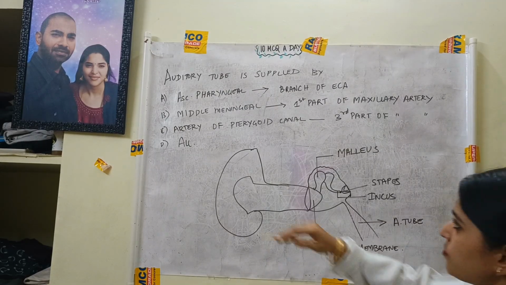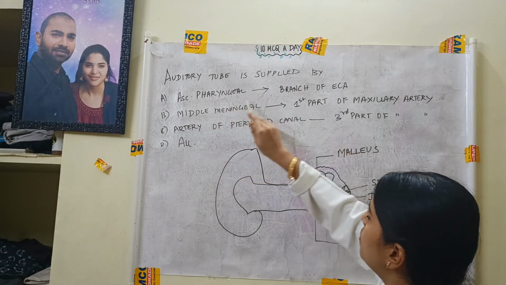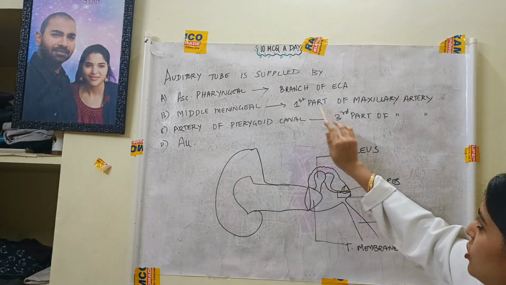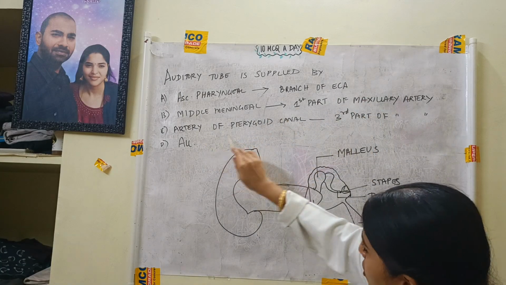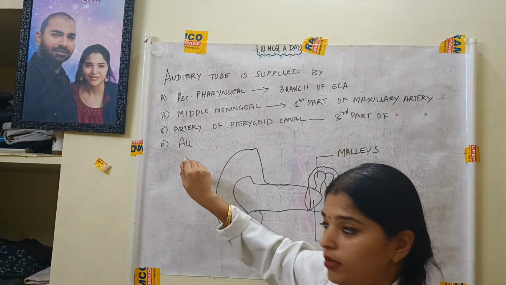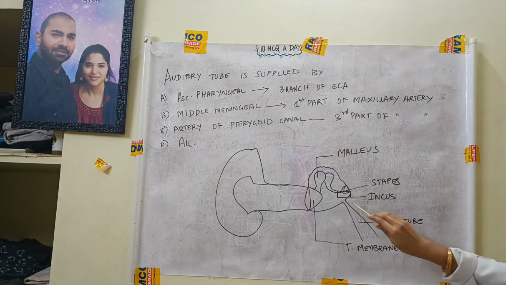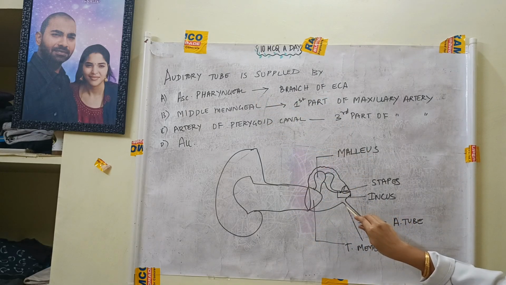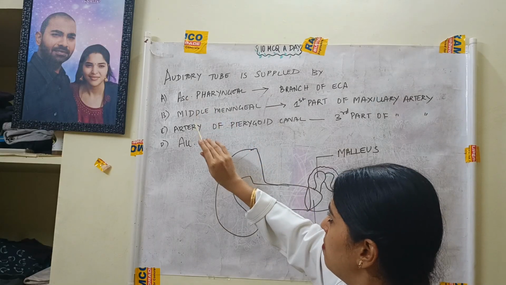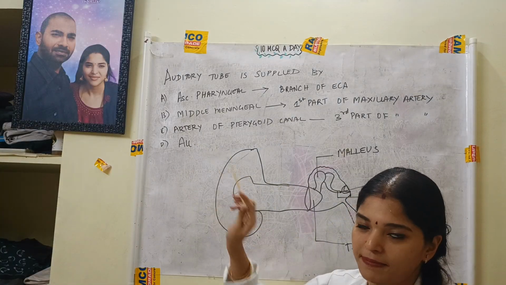The last MCQ, the auditory tube is supplied by A, ascending pharyngeal, which is actually a branch of external carotid artery, B, middle meningeal, which is a branch of first part of maxillary artery, C, artery of pterygoid canal, which is a branch of third part of maxillary artery, and D, all. So this is the auditory tube, the shaded one. This is supplied by ascending pharyngeal, middle meningeal, and artery of pterygoid canal. And the correct option is option D.